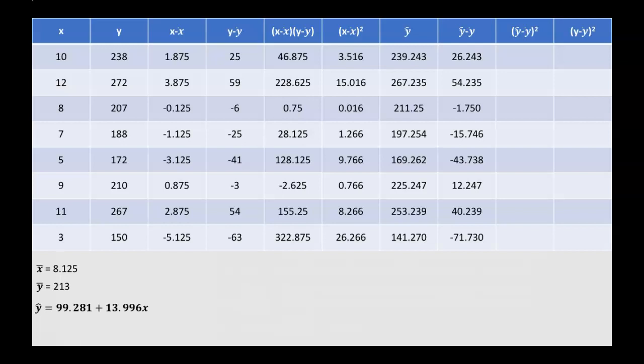The next thing we need to do is y hat minus y bar squared. So we're squaring 26.243 and 54.235. Each of those values are getting squared. So you're going to end up with some big numbers here. But again, what's important is that we do not have any negative values, because whenever we square a negative number, it becomes positive. Right? So negative 1.75 squared became positive 3.061.